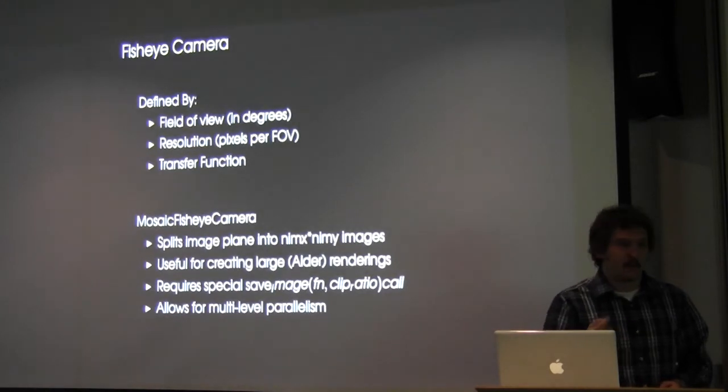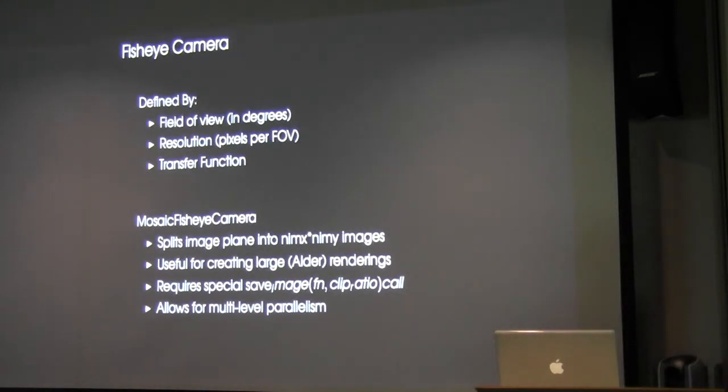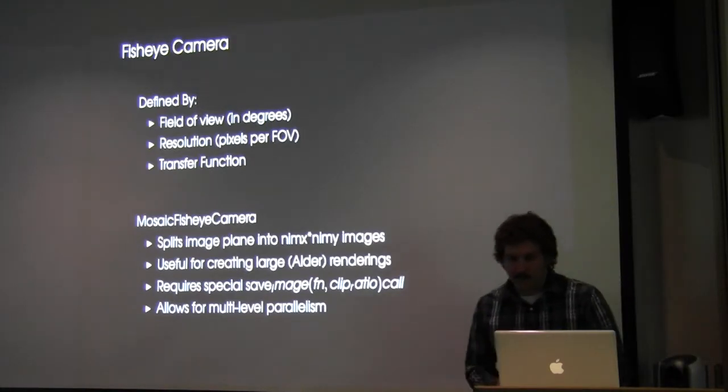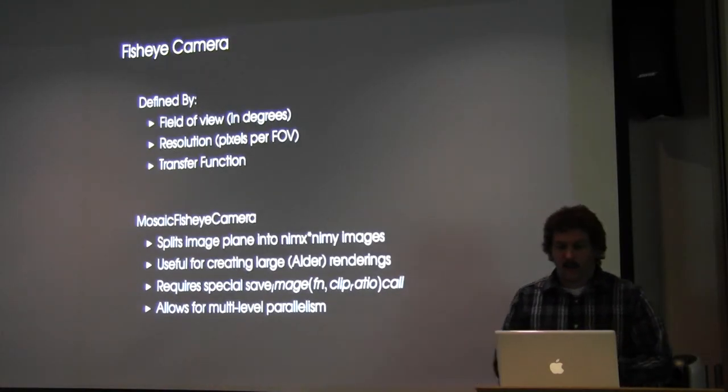You also define what your resolution is, and this is going to be the resolution across that field of view along the diameter. So you'd have a field of view of 180 degrees, and if you had a resolution of 180, each pixel would be a degree of the sky. Finally, you're going to have to supply it a transfer function.